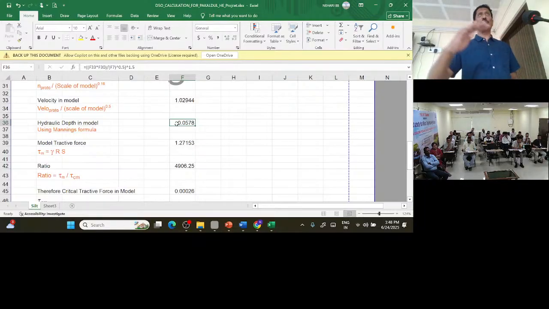Slope is constant because slope is independent. Whether you are reproducing in the model or prototype, the S is going to be the same. Based on this, we compute the model. Now we know the ratio.